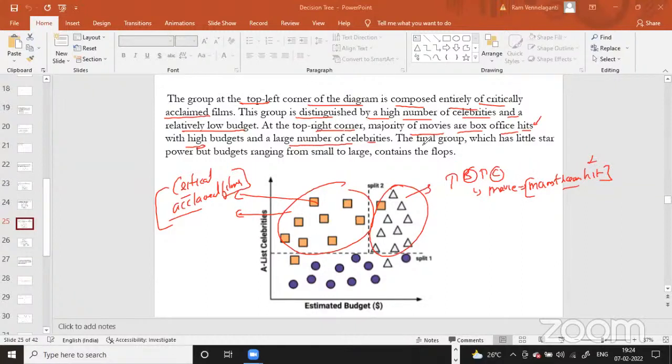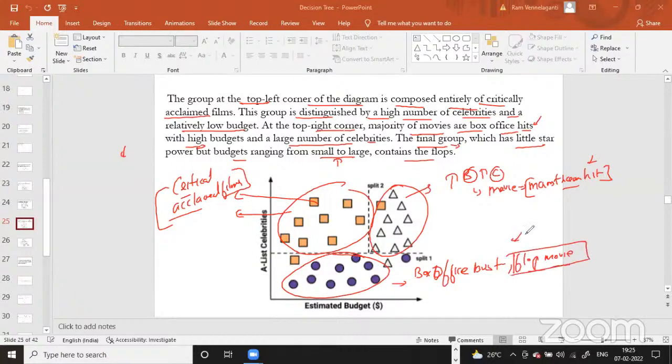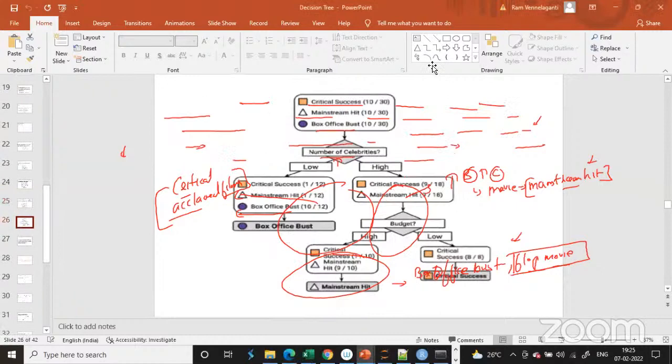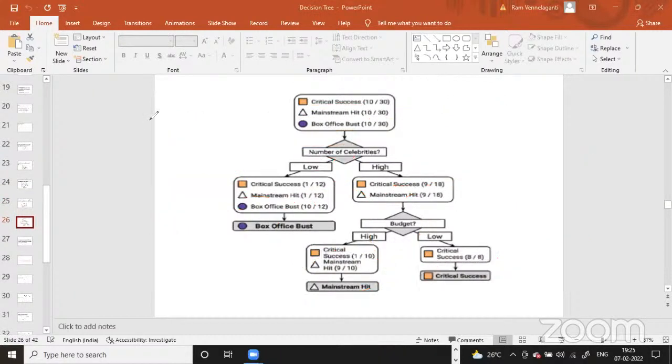Then the final group. If your movie has very little star power and the budgets range from small to large, then the movie is going to become a box office bust. Or you can say the movie is going to become a flop for us. So how can you represent this analysis we have done in a decision tree? This is how we can represent it.